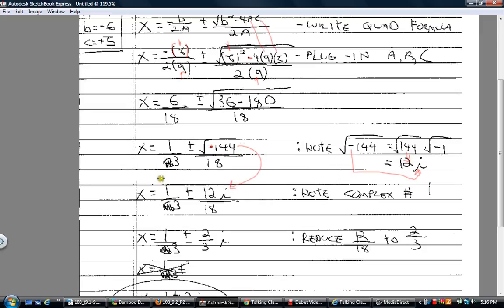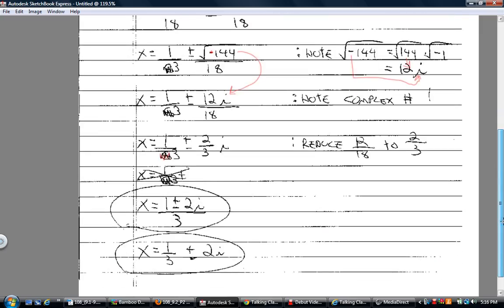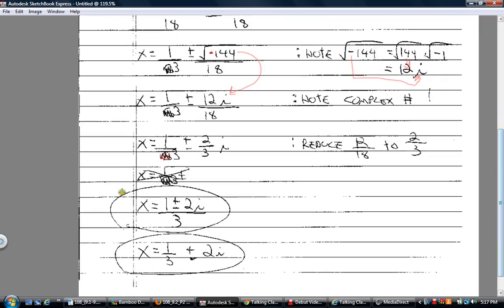Now, from here, 12/18 reduces down to 2/3, and here's 1/3. Okay, sorry about that. Now, little nitty-gritty detail here. This is wrong. I made a mistake here. I don't know where the heck that came from. This is correct, except we got a little bit of work to do here.